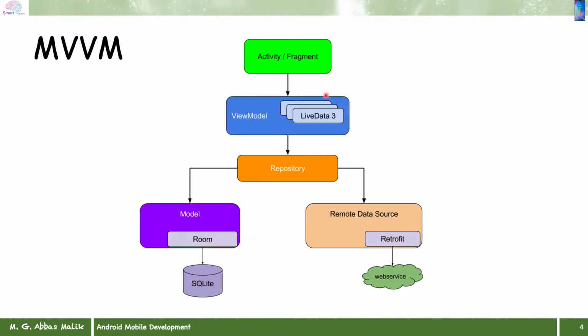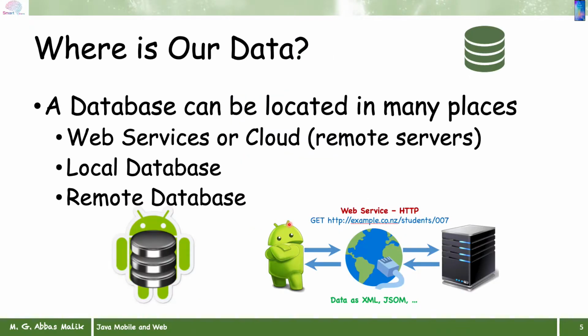So this is the framework or the architecture of an application. We have the activities or the fragments, the user interfaces, in between we have the view model, then we have the repository or the data model. That particular data model or repository is going to get the data from different sources.